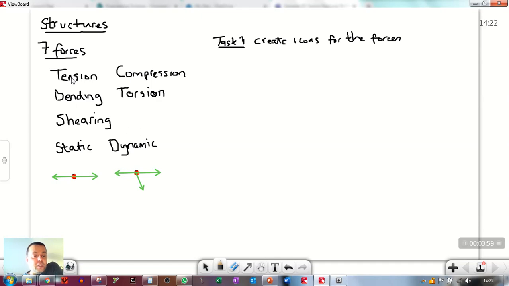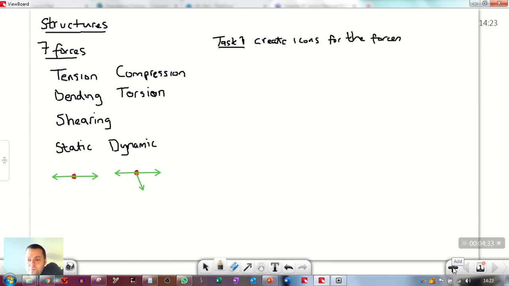So tension is when something's being stretched. Compression is when something is being squashed. Bending is when something's being bent. Torsion is when something is being twisted. Shearing is when something is being cut. So create icons for these forces, just to show your understanding. And we'll talk about them, because when you draw me pictures, it'll inform me as to what you think about these forces. So I want you to draw little pictures that represent them the way I drew pictures down here for these two.